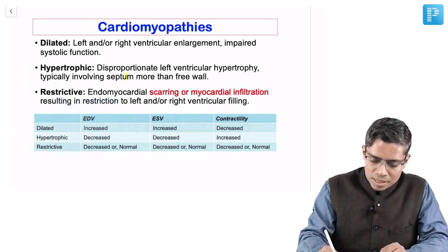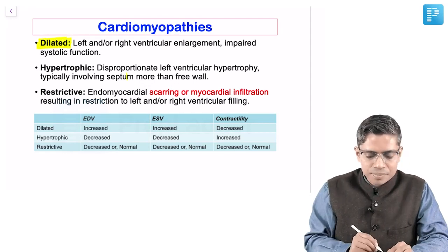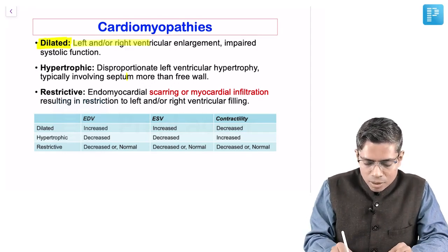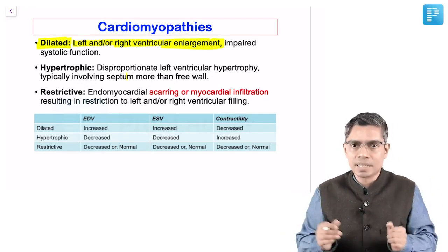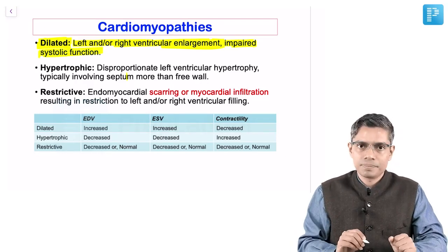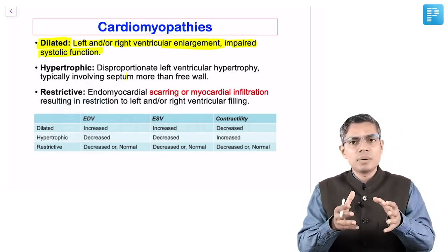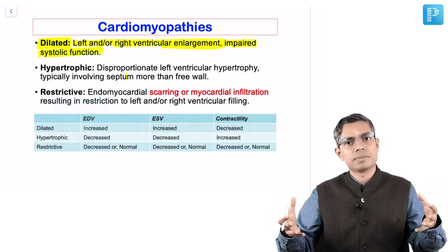And you know that there are three different types of cardiomyopathies. Dilated cardiomyopathy, where the left and or right ventricle will be hugely enlarged, hugely dilated with impaired systolic function. So the heart is not able to pump, plus it is getting a huge amount of dilated, huge amount of end diastolic volume.